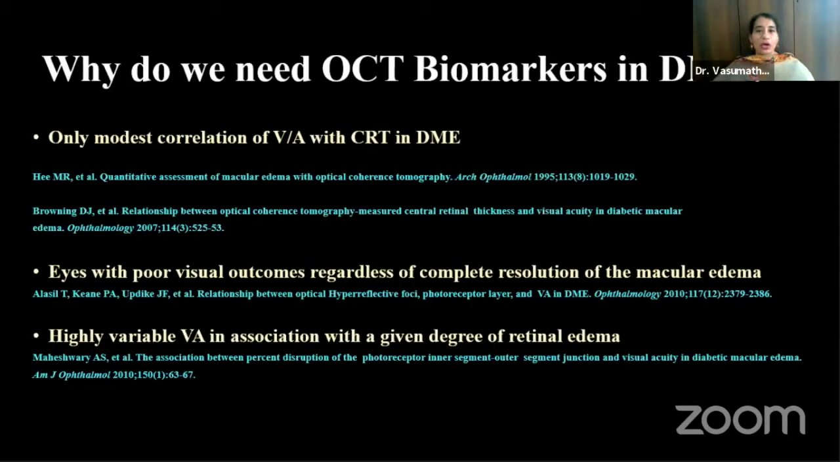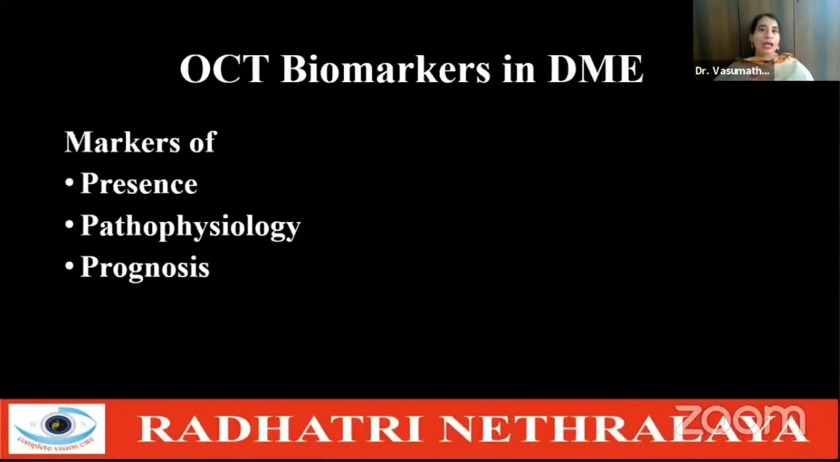And nowadays, we have a lot of excitement about OCT biomarkers in DME. And why do we need that? Because we have found out that central retinal thickness is not a very good indicator of how the patient is going to progress, and there's only a modest correlation of the visual acuity with the DME. OCT biomarkers can mark the presence, pathophysiology, and prognosis of DME.